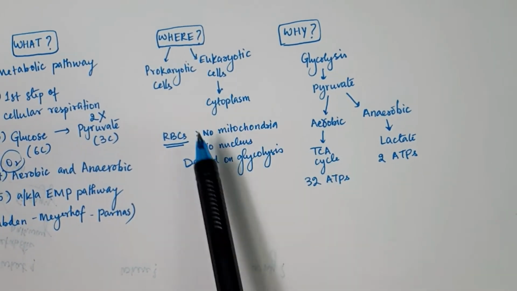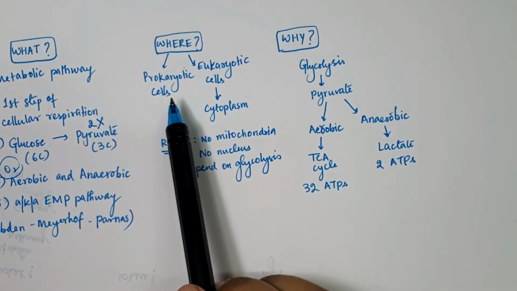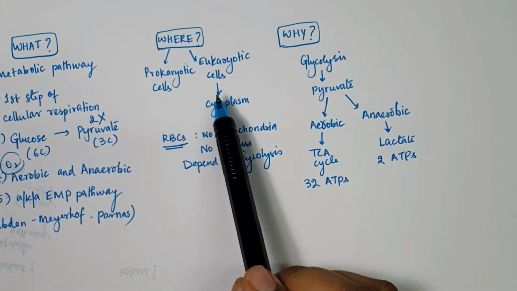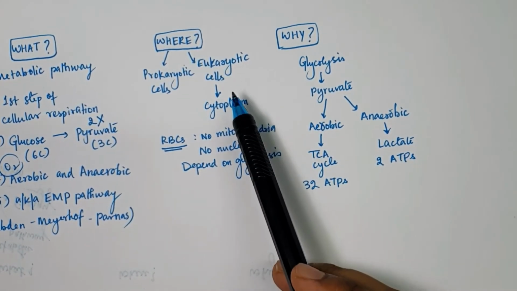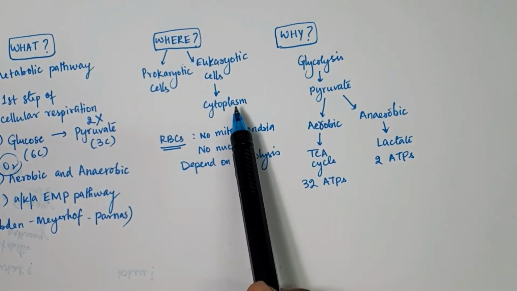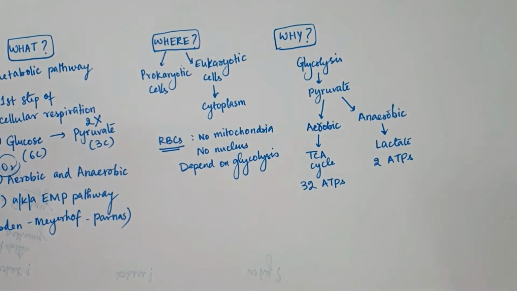Now, where does this occur? Now, there are prokaryotic cells and eukaryotic cells. Glycolysis occurs in both types of cells. We are eukaryotic, and in eukaryotic cells it occurs in the cytoplasm.